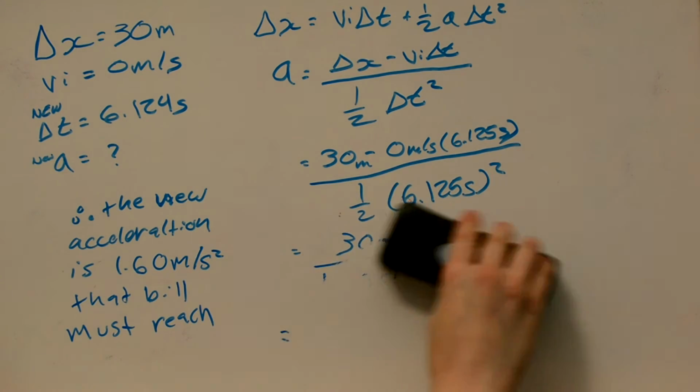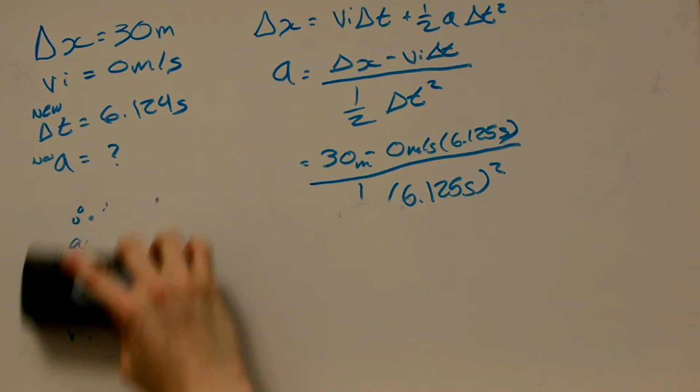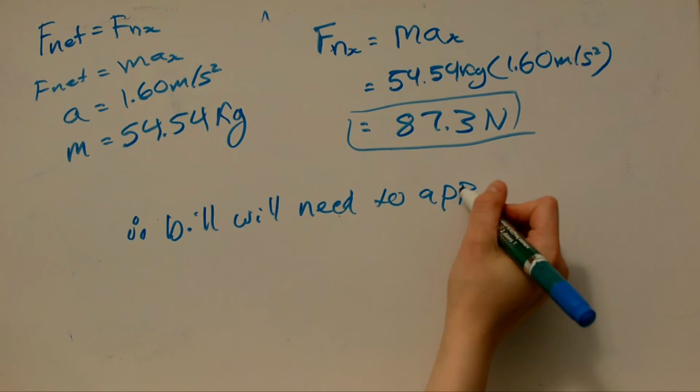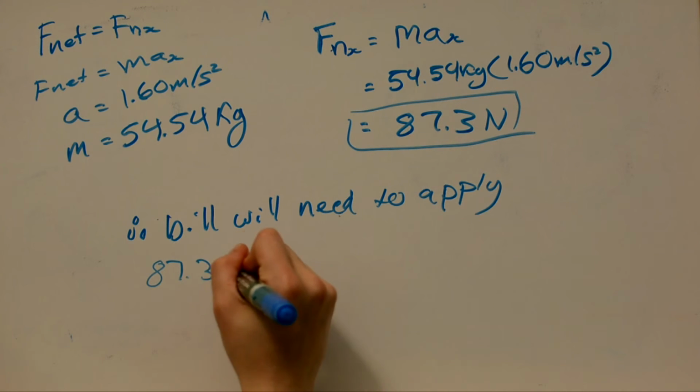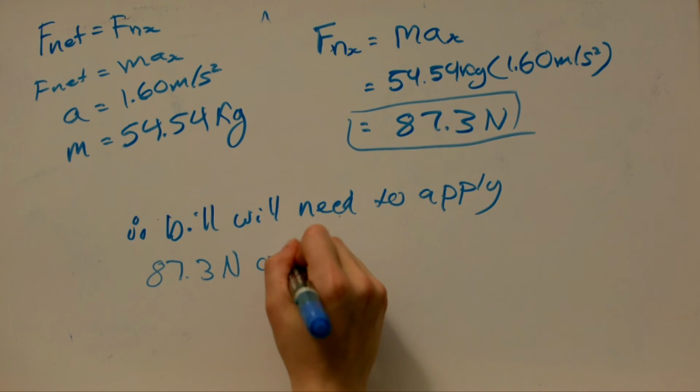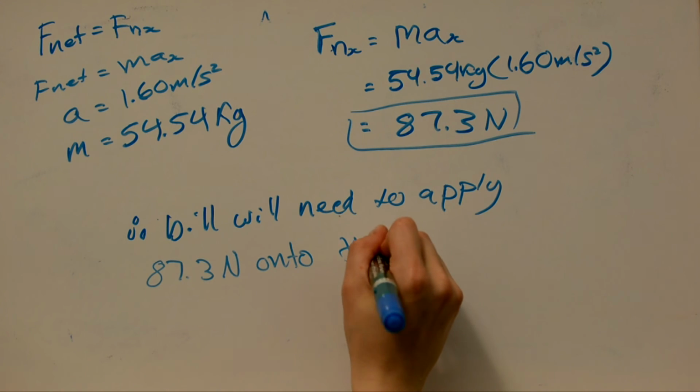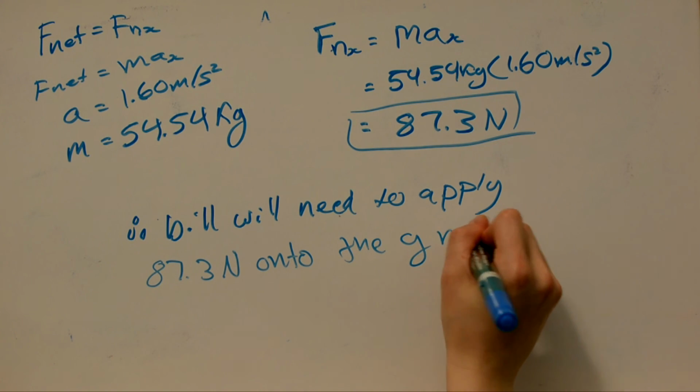We already have his mass, and we want his acceleration to match the frisbee, which is 1.6 meters per second squared, by using our big 5 equation. We now sub this into the F net equals mass times acceleration. Therefore, the force Bill needs to apply while running is 87.3 newtons. Good work, Bill.